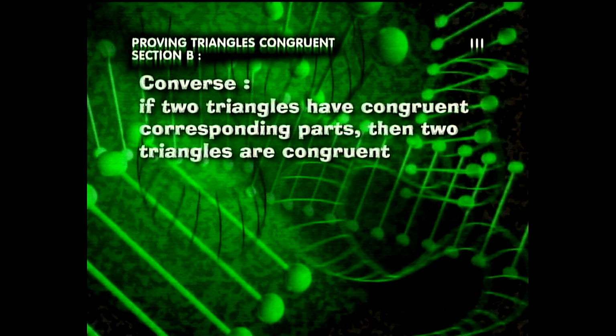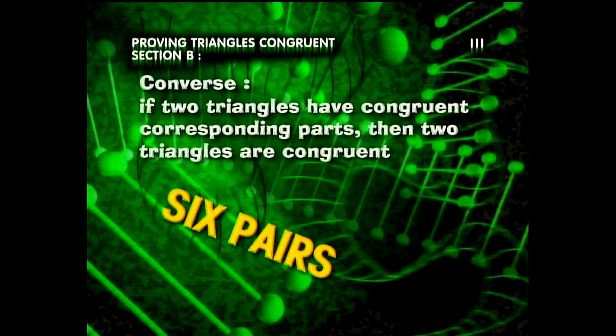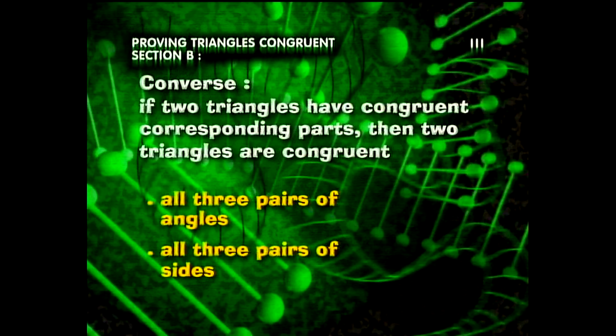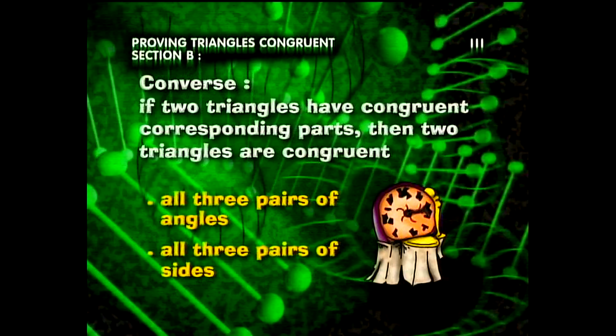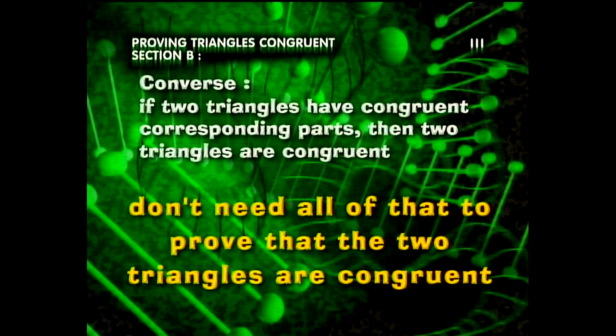Because this statement requires us to find 6 matching pairs of items, all 3 pairs of sides and all 3 pairs of angles, before we can claim that two triangles are congruent, it takes a lot more time than our first statement. We don't really need all of that stuff to prove that two triangles are congruent. Just wait, you'll see.